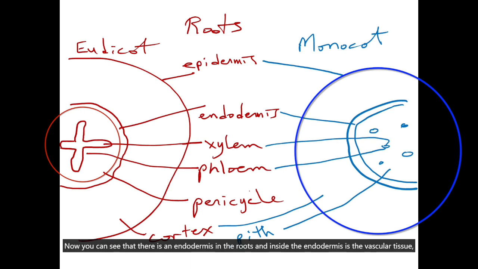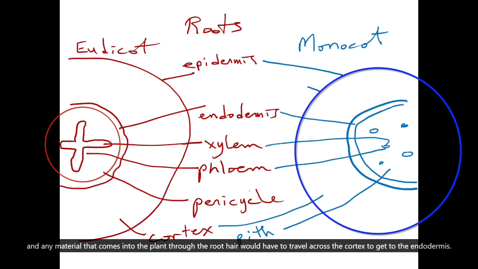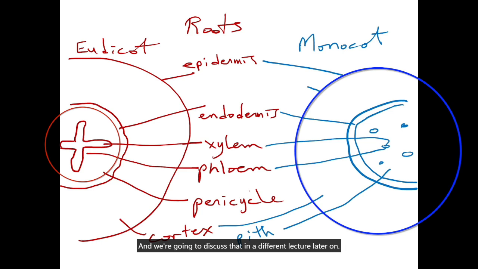Now, you can see that there's an endodermis in the roots, and inside the endodermis is the vascular tissue. So the vascular tissue is protected from the rest of the plant. So here we have a root hair that might be on the outside of a plant. Any material that comes into the plant through the root hair would have to travel across the cortex to get to the endodermis. And the endodermis then can decide whether it's going to let material in or not. And we're going to discuss that in a different lecture later on. So the stele is everything inside the endodermis. The stele arises from procambium.